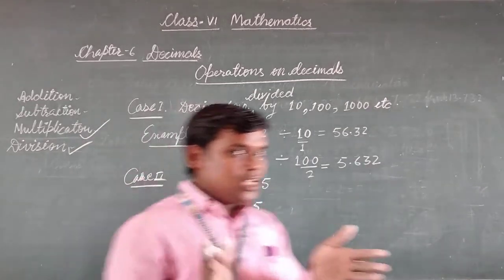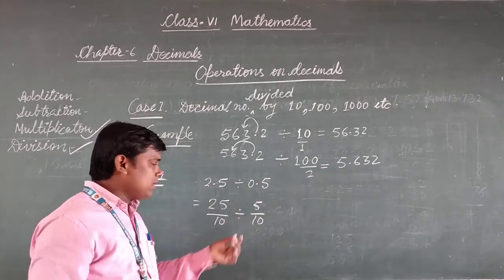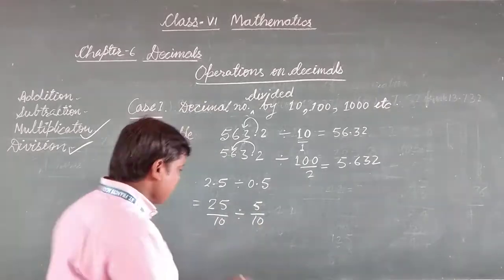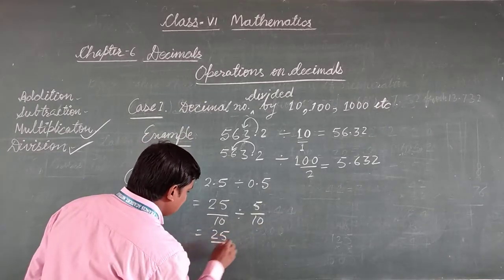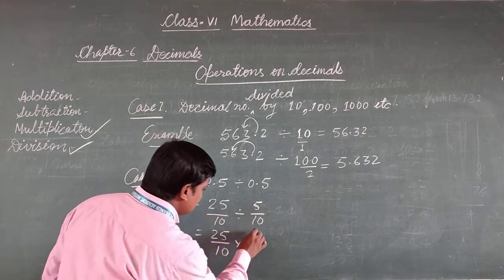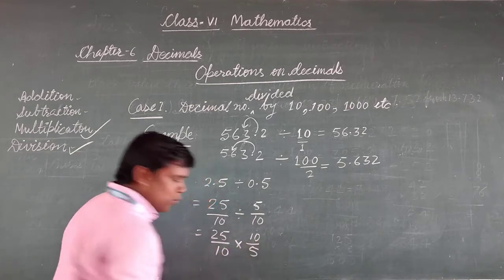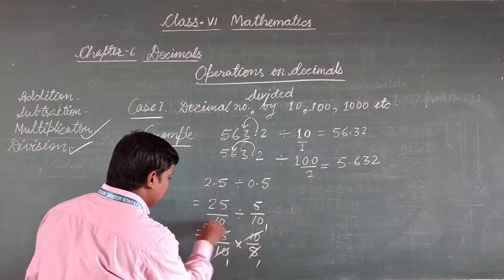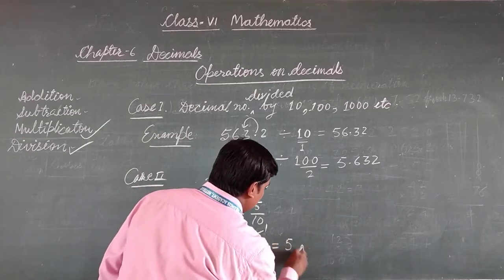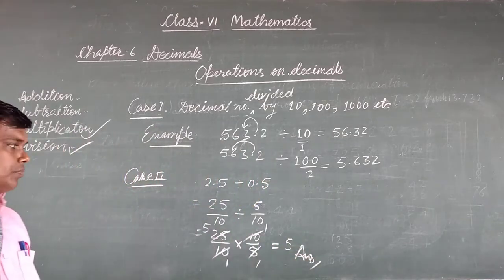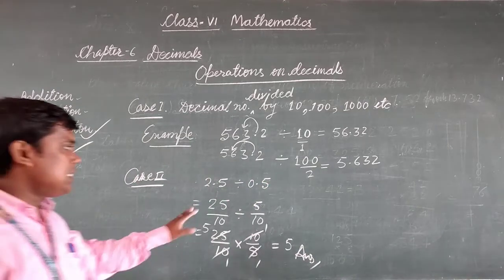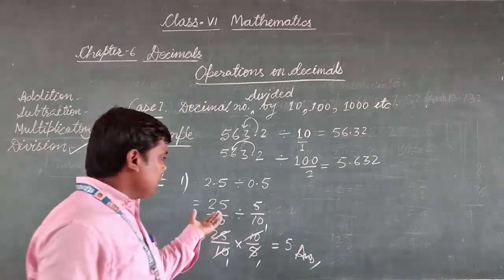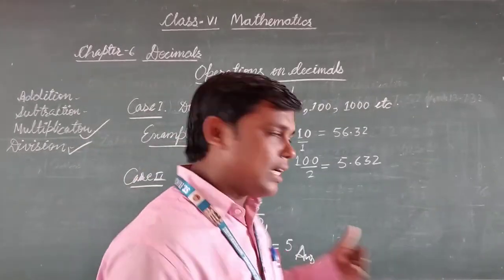As you know, in case of fractions, we write the multiplicative inverse of the second number, that is the divisor. So here it will be 25 by 10 and the multiplicative inverse of the divisor is 10 by 5. Now we can easily cancel 10 by 10. So 5 one time and 25, 5 times. Means our answer is 5. So if we have two decimal numbers to divide, we first change the decimal numbers into fractions, then we can divide.